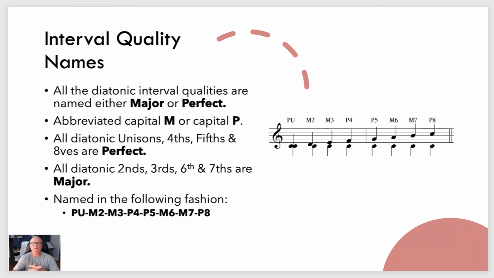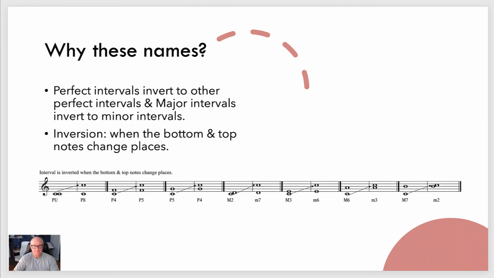And we abbreviate using the capital M or the capital P. So you'll notice on that particular staff, I've got the P for perfect, the M for major, and then we have U for unison and so on. But all the diatonic fourths, fifths, and octaves are considered perfect. All diatonic seconds, thirds, sixths, and sevenths are major. So they're named in that fashion. Now the question, why? Why these names?